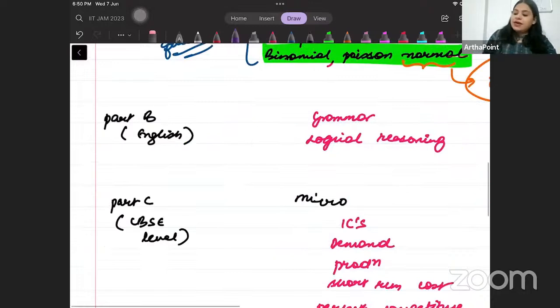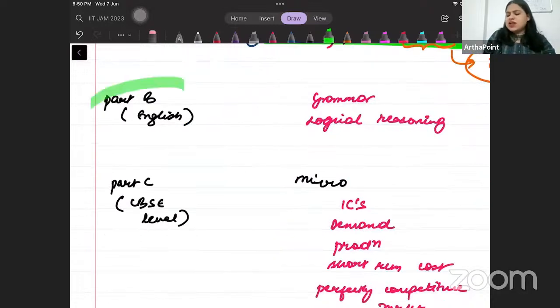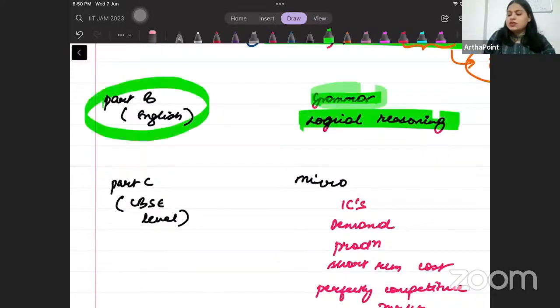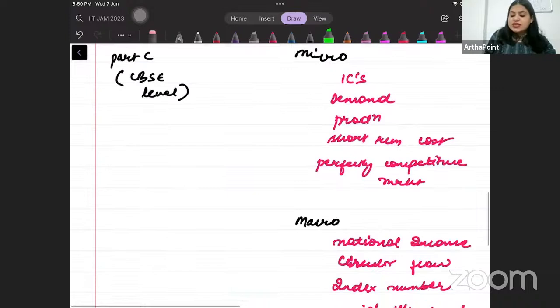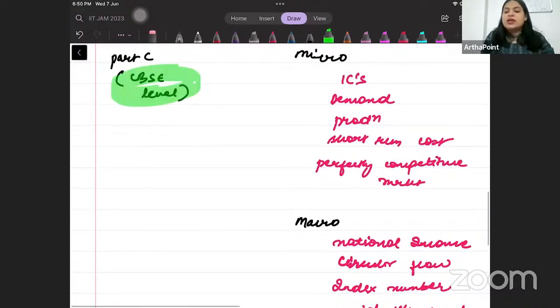So it will go ahead and come in the exam. Then you have part B. Part B, beta, just grammar and logical reasoning is going to be asked. And then you have part C. In part C, it says CBSE level, so I am not expecting them to go beyond CBSE level.